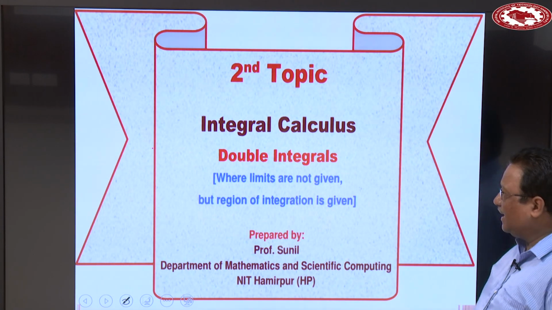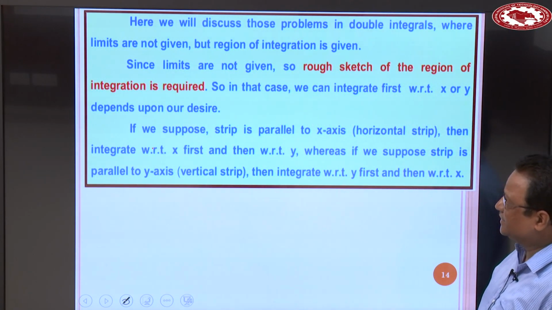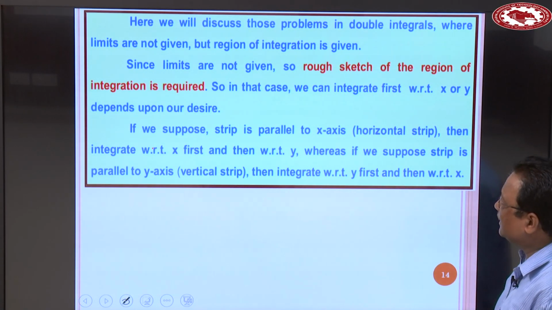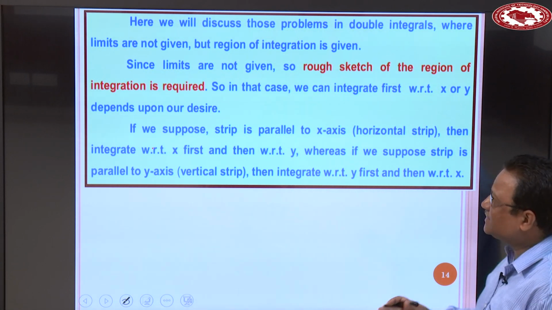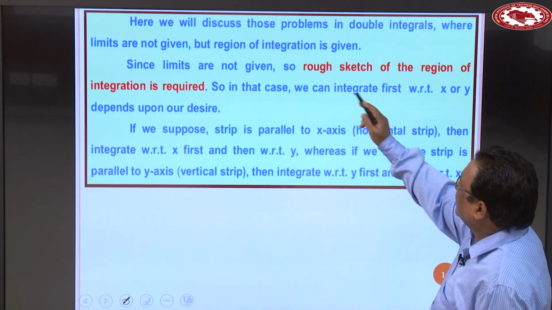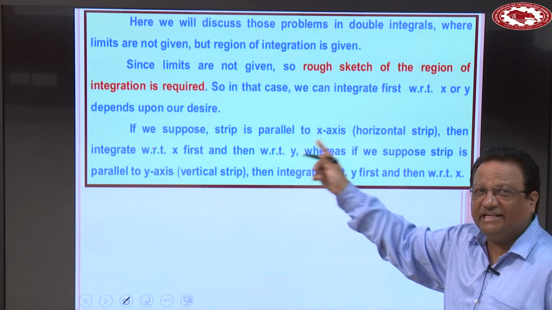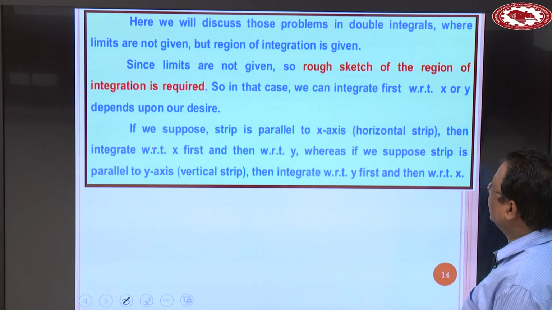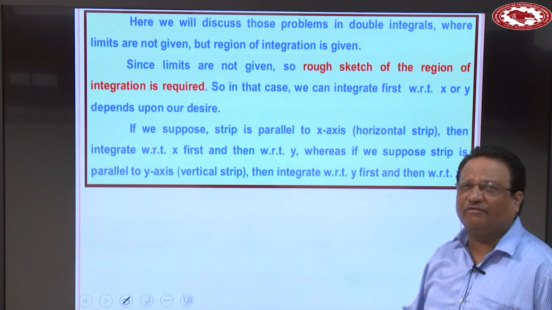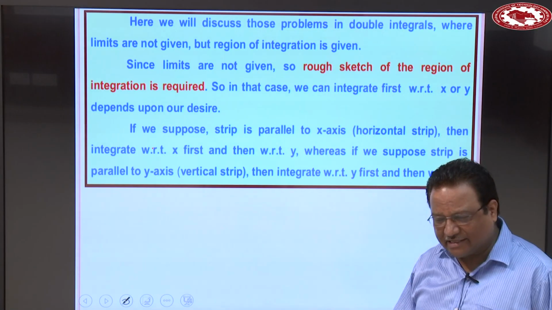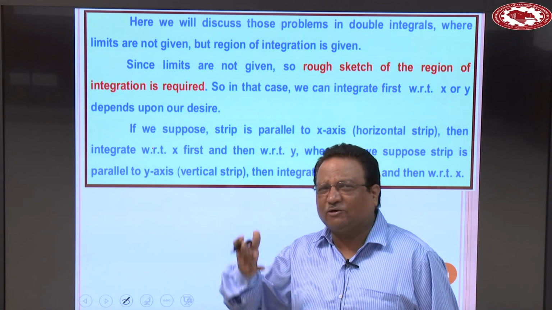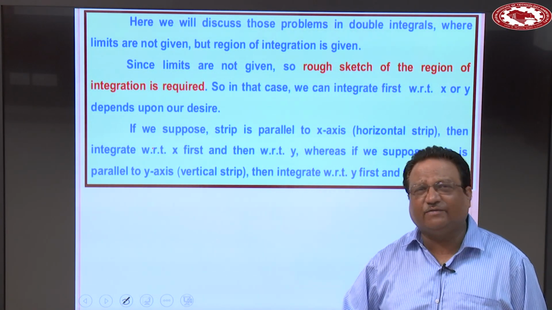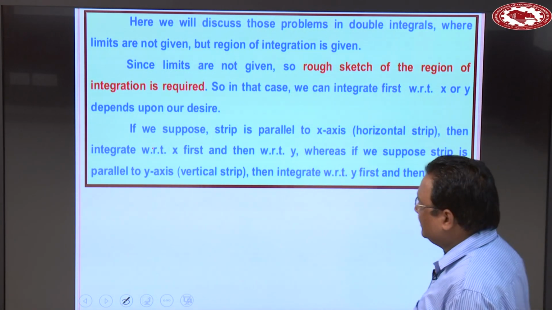Okay, where limits are not given but region of integration is given. So here we will discuss those problems in double integrals where limits are not given but region of integration is given. Since limits are not given, a rough sketch of the region of integration is required. In that case we can integrate first with respect to x or y, depending upon our choice. If you consider a strip parallel to x axis, then integrate with respect to x first, then y. If you consider a strip parallel to y axis, then integrate with respect to y first, then x.